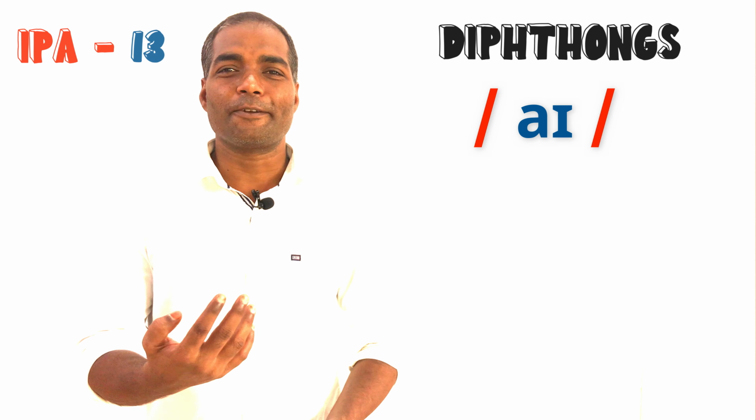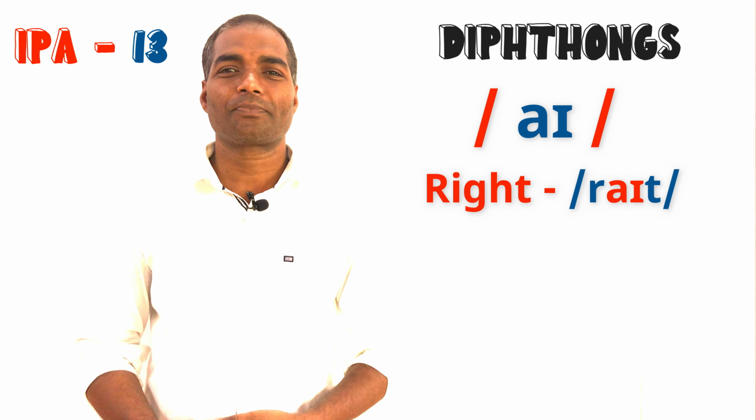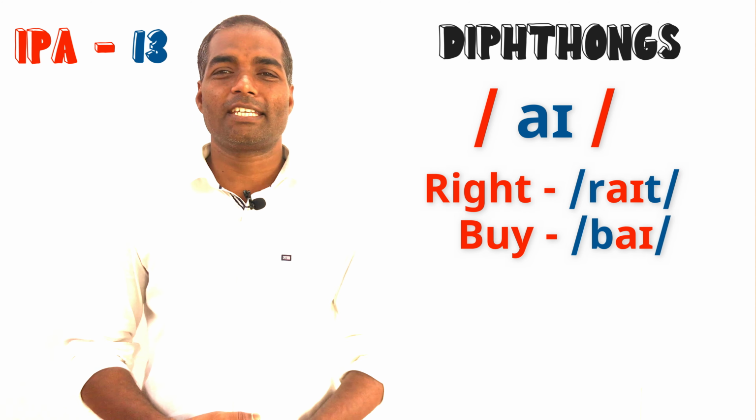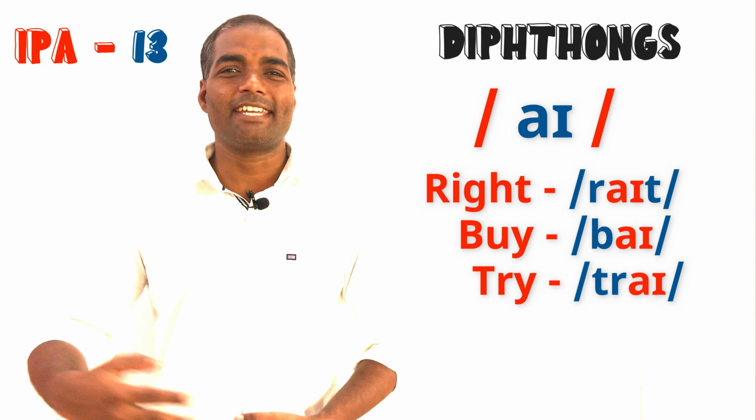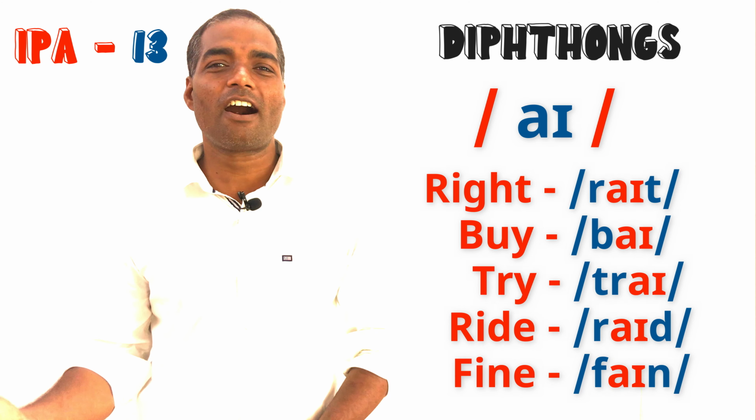Diphthongs are a combination of 2 vowel sounds. The first is the "eye" sound. Example words: right, buy, try, ride, fine.